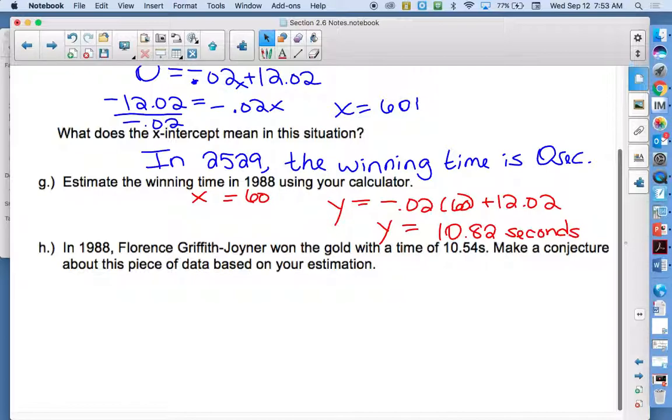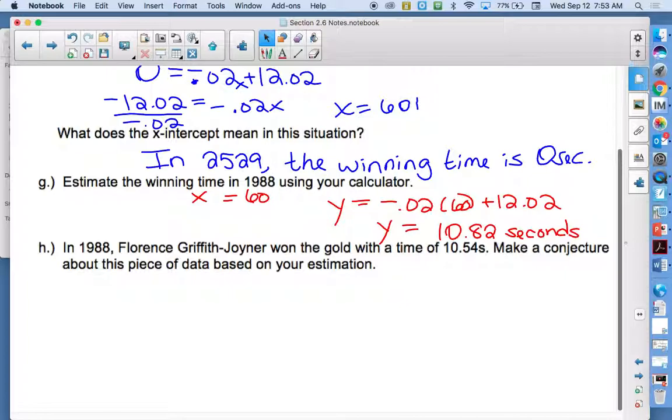So, in 1988, there was an Olympic athlete. Her name was Florence Griffith Joyner. She was a pretty famous athlete. She won the gold with a time of 10.54 seconds. It says, make a conjecture about this piece of data based off of the estimation we just had for letter G. So what could you say about her winning time? Julian? She was slightly faster than average. Yeah, she was faster than average, and she was pretty darn fast.